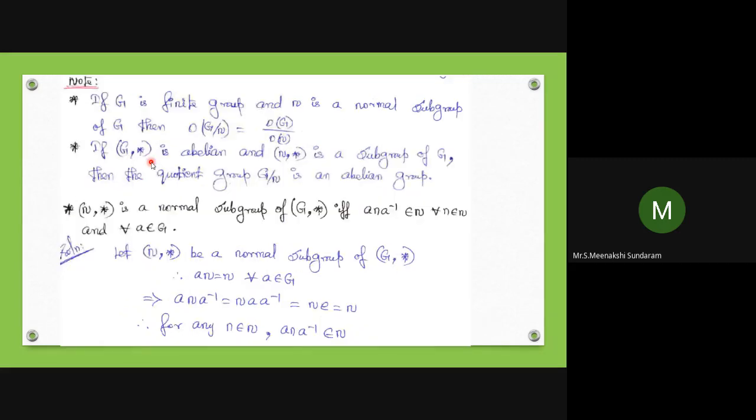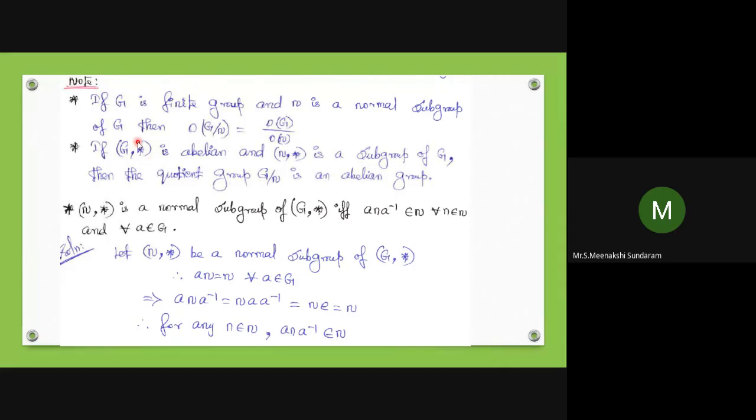Note, if G is a finite group and N is a normal subgroup of G, then the order of G over N is nothing but the order of G divided by the order of N. G should have a countable number of elements. G is a finite group and N is the subgroup, it should be a normal subgroup. The normal condition is satisfied, every left coset is equal to right coset. N is a normal subgroup of G, then the order of G over N is equal to the order of G divided by the order of N.